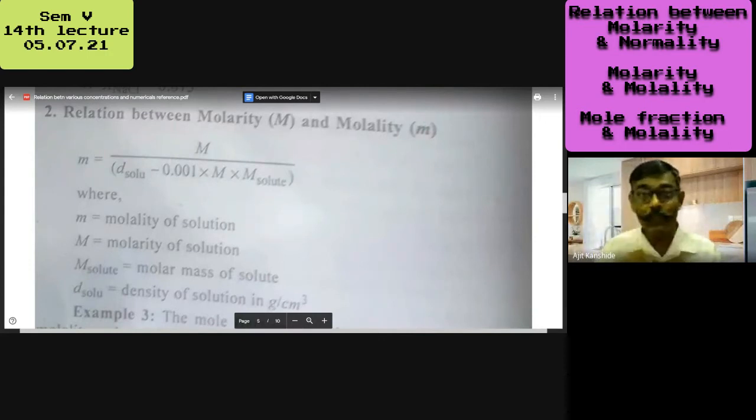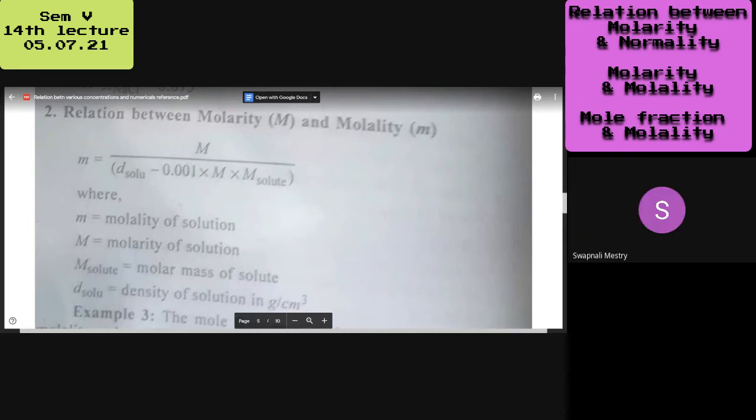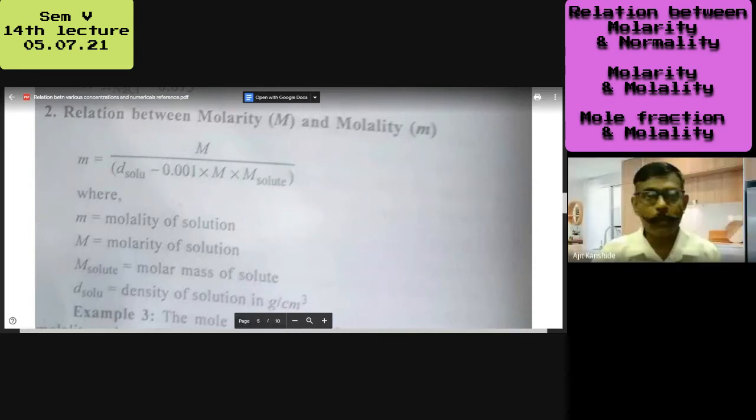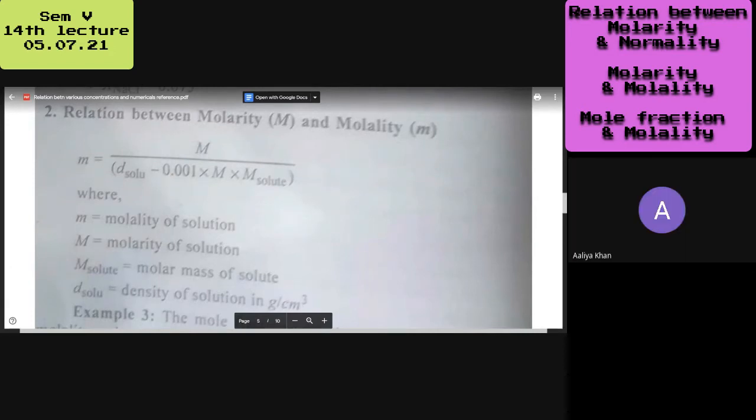We should convert this mass of solvent to volume of solution. For that, we need the help of density. How it will help, that I will explain. Up to here, whatever I said, is it clear to you? Yes, sir. Okay. Could you see the screen? Yes, sir.